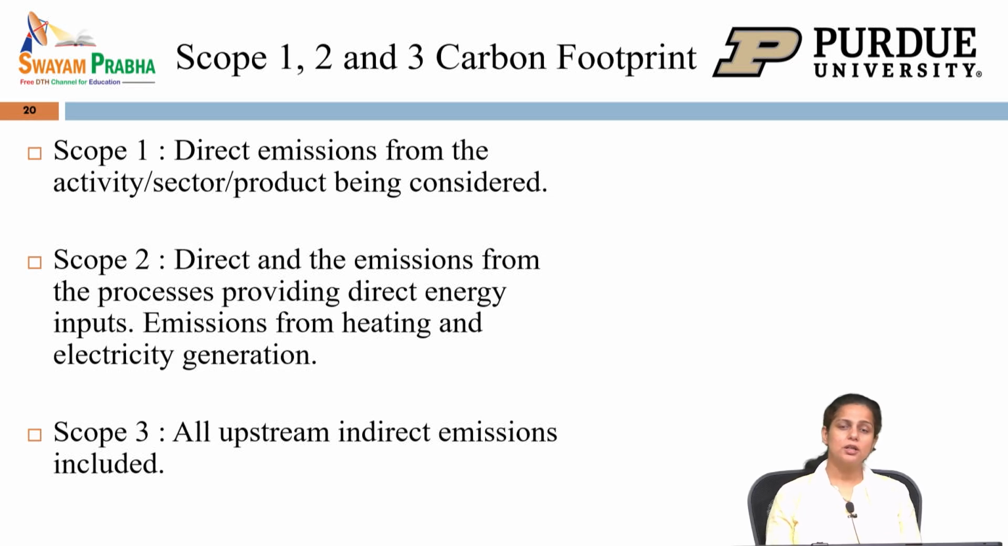Then scope 3 includes all the upstream indirect emissions. For example, let us say there is a process that consumes some fuel, but it also has some electricity consumption. That forms scope 1 and scope 2, but for the electricity production upstream, we might require equipment generation or manufacturing of the cables and all of that. When we include all those indirect emissions, that is our scope 3 emissions.